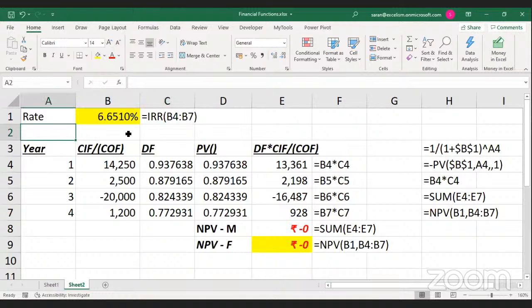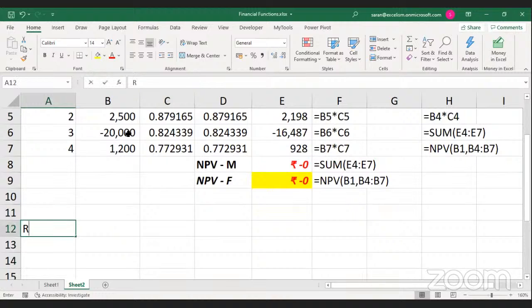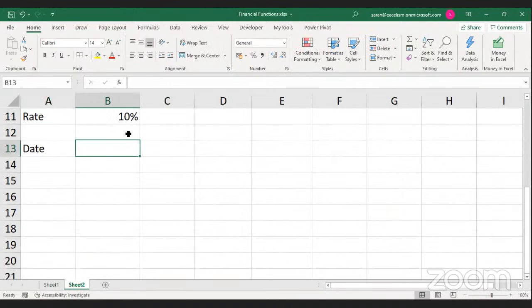Let us take one more example. Now what I'll do, I'll take the same thing. Let me take the rate as 10%. Now I'll take the date instead of year, because it may happen at different intervals during the year, or maybe after a couple of years and so on. So let's take the cash inflow or outflow. Everyone please concentrate, this is very important.